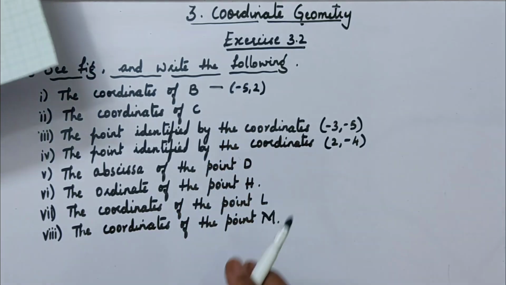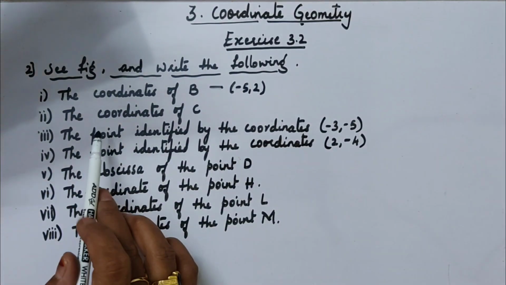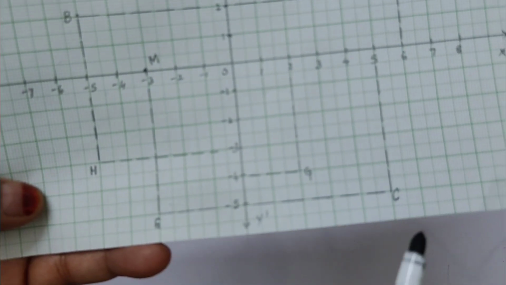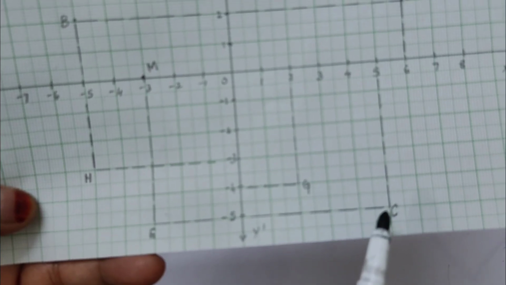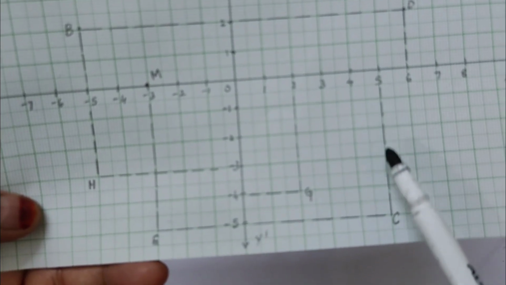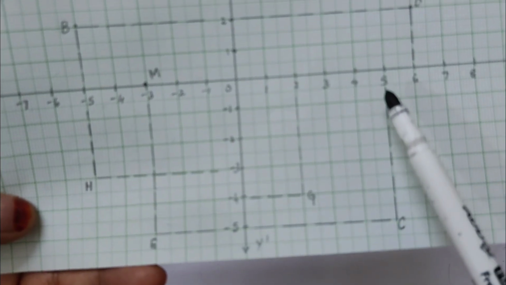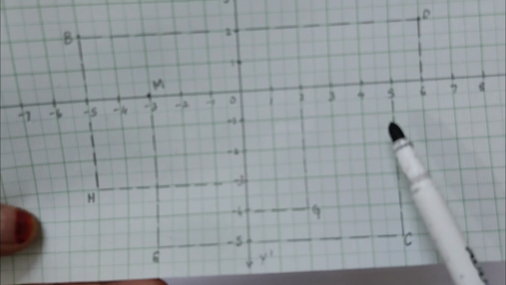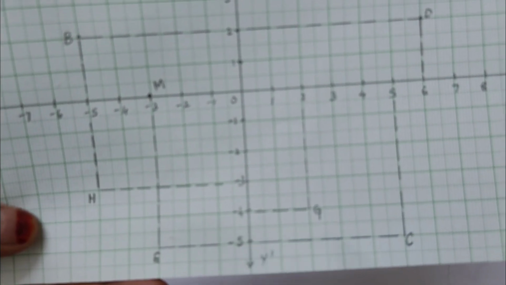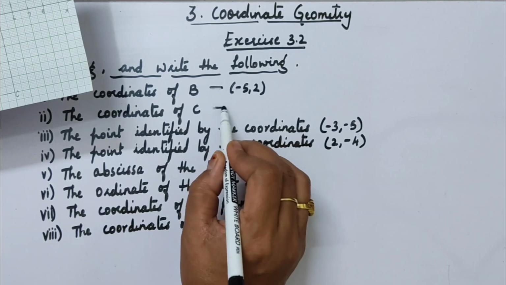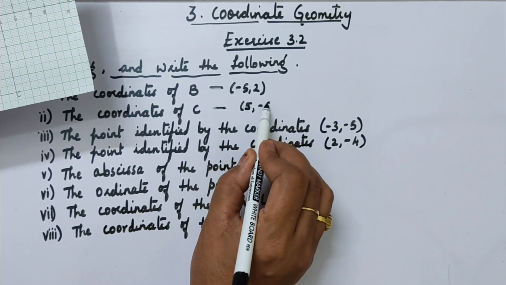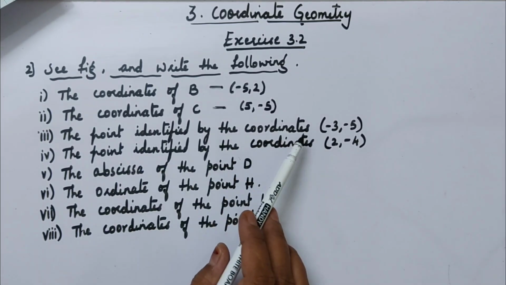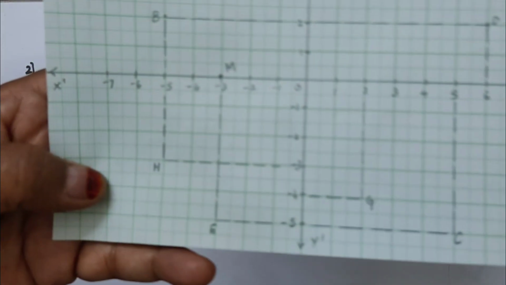Next, the coordinates of C. Here is the C point. First we will see the x-axis, then the y-axis. X-axis is 5, y-axis is minus 5. Can you see this? X-axis is 5, y-axis is minus 5.